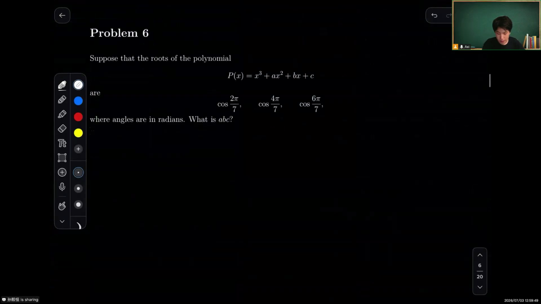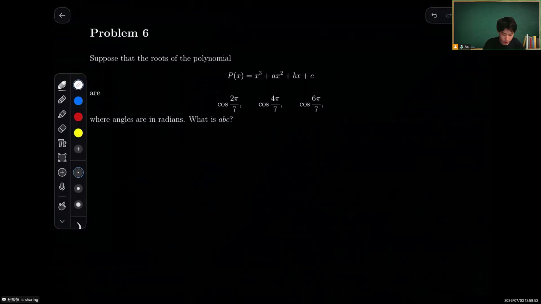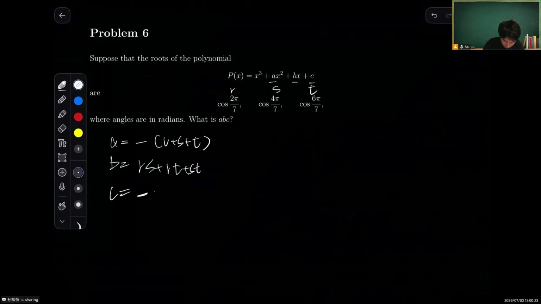So, problem 6. We're given a polynomial and its roots. We are to find all its coefficients. That's all we have here. It is very clear for you if you have watched my polynomials video that a is equal to negative the sum of roots. Let's write it r plus s plus t. And then b is rs plus rt plus st. And then c is negative rst. We just have to find all those values.